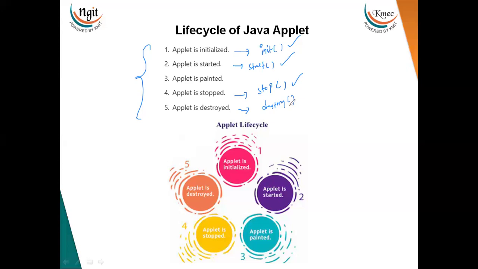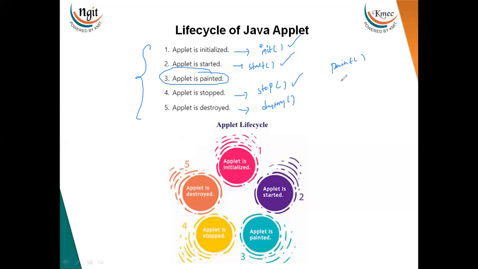Init and destroy: init for initializing, destroy for destroying, right? That means init for creating the applet, destroy for deleting the applet, start for starting the applet. Once you have started the applet, then you can perform the operations. Those operations you can perform by using the paint method, right? So in the paint method, whatever you want to do, let's say, sir, I want to display a message, you can use drawString.